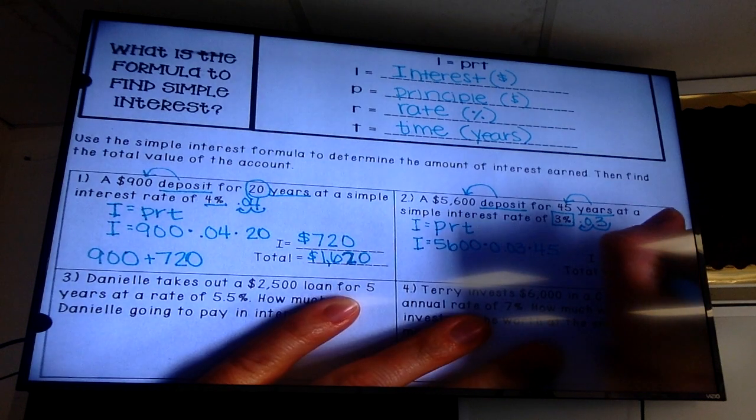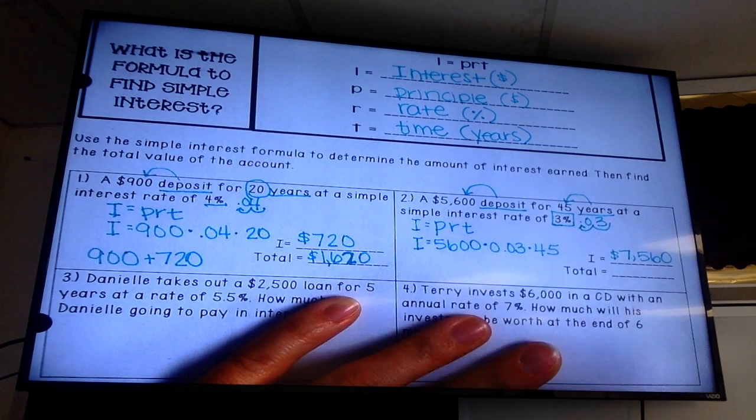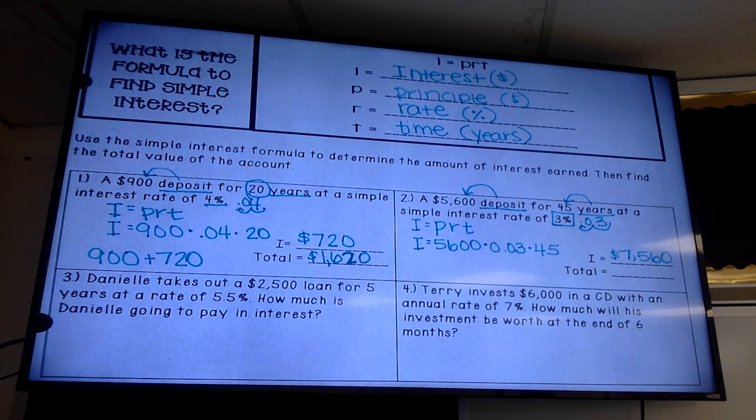And I find out that that account is going to earn $7,560 in interest just for sitting in the bank for 45 years, which is a really long time. But let's say you didn't need that money for any reason and you could let it do that. Then it more than doubled just by sitting in the bank for that many years.